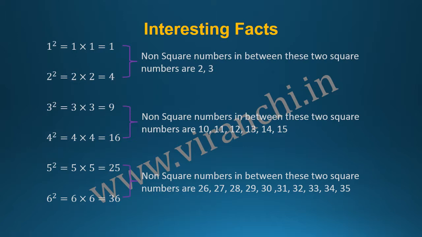The number of non-squares between squares of 1 and 2 is 2, that is 2 multiplied by 1. The number of non-squares between squares of 3 and 4 is 6, that is 2 multiplied by 3. The number of non-squares between squares of 5 and 6 is 10, that is 2 multiplied by 5. And you will find the same pattern if you count the number of non-squares between 4 and 9 or between 16 and 25.